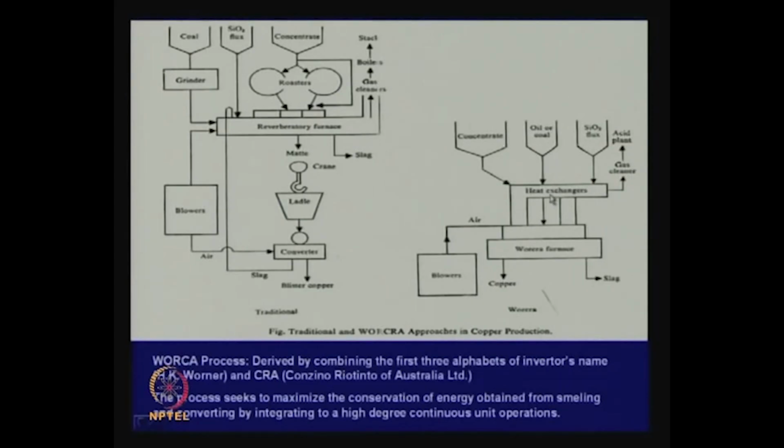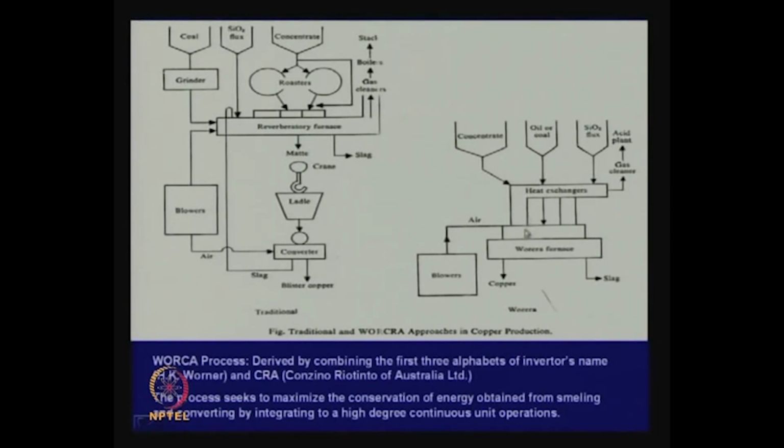Now, this is the scheme. This is a Werner Worcra furnace, where PO2 will not be uniform all through. We will tell you how. Schematically, it has to have air injection. Whatever heat comes out will go through heat exchangers for heat recovery. The gases, that is SO2, that come out will go to an acid plant to make sulfuric acid. This is flux, SiO2, and concentrates, which go in here. Oil or coal is for supplying heat.